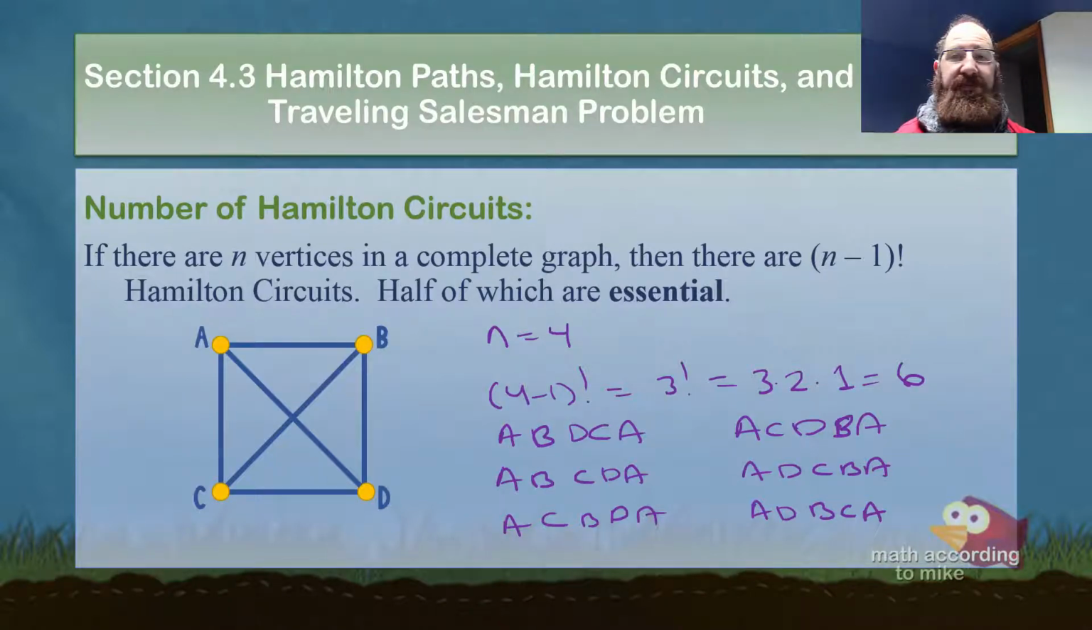So if you traced out all of these, you'll realize that they're all Hamilton circuits. We pass through each vertex once, and we start and end at the same vertex. However, as it says there, half of which are essential. Now that's my word. That word's not really in any other book, I should say. What I mean by that is, notice that, and I did this on purpose, the column on the left is the reverse of the column on the right.